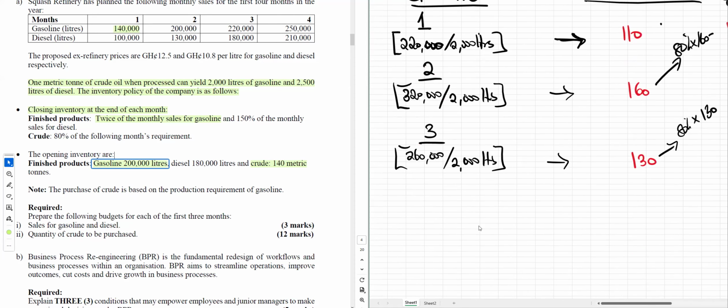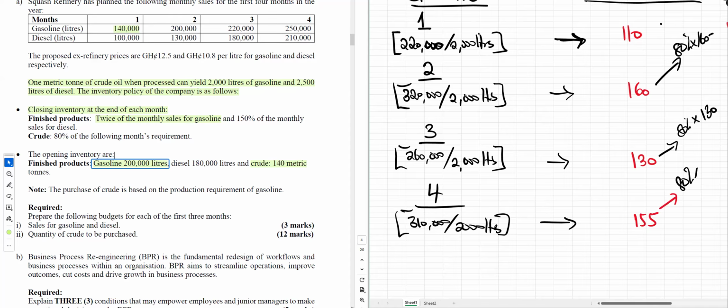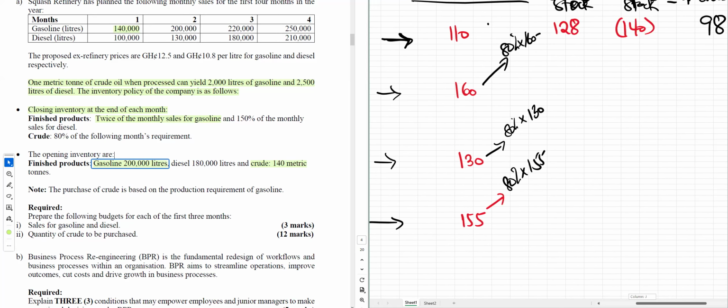So month 4 is this 310,000 divided by the 2,000 liters. So I believe now it's clear. So we have 155,000 metric tons. So this one, we can take what? 80% of that 155 to now become what? Our closing stock for the previous month.